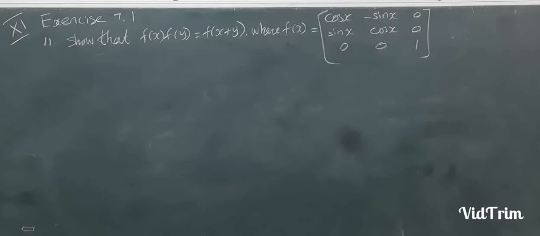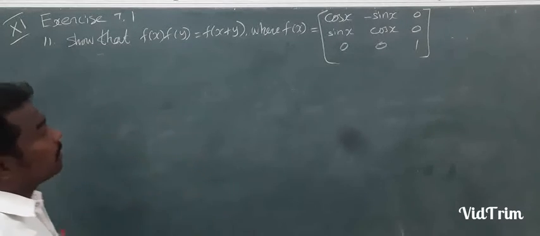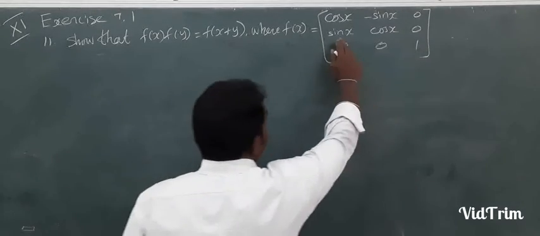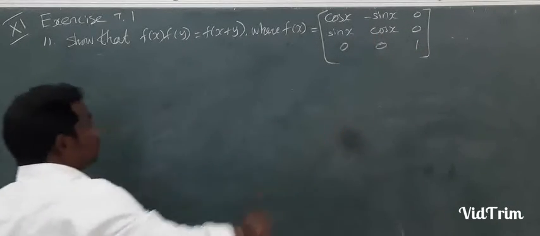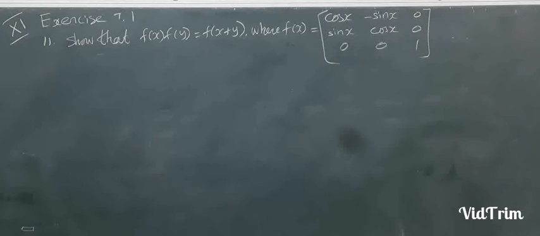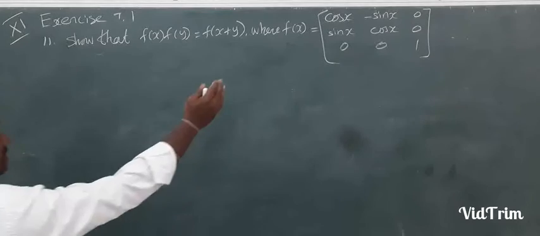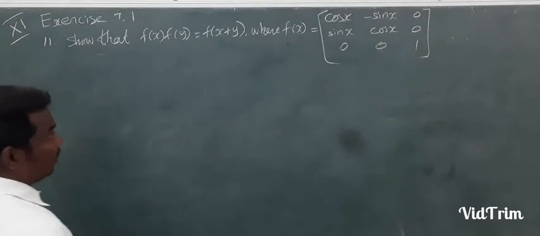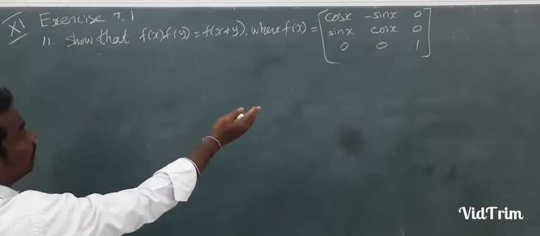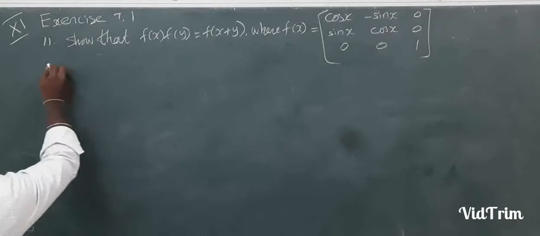Exercise 7.1, 11th sum. Show that f of x into f of y is equal to f of x plus y, where f of x is the matrix cos x, minus sin x, 0; sin x, cos x, 0; 0, 0, 1. Next we assume f of y and f of x plus y, using the same matrix order and changing x to y and to x plus y.